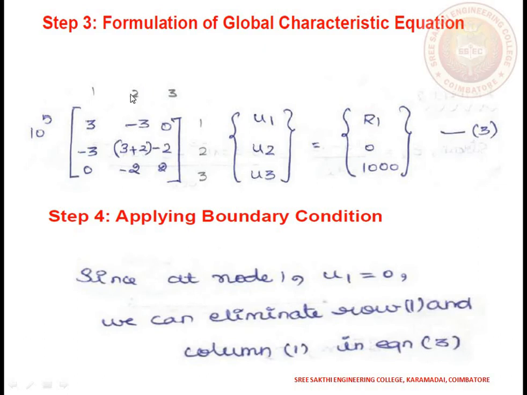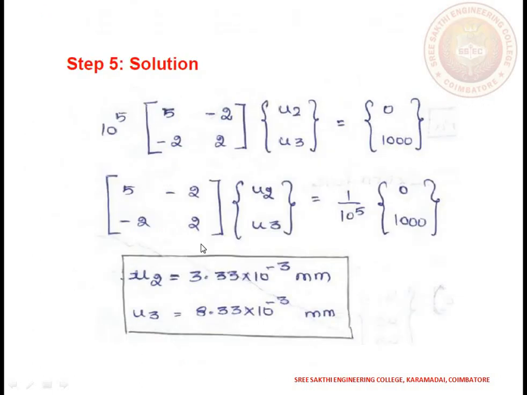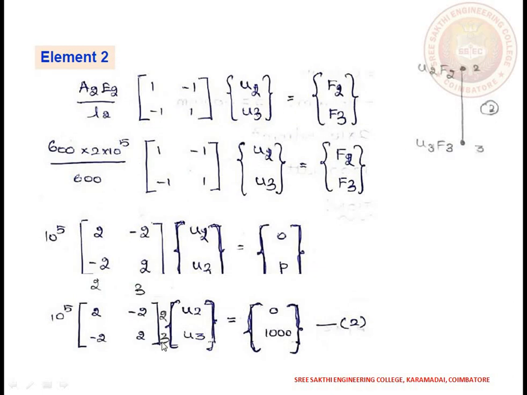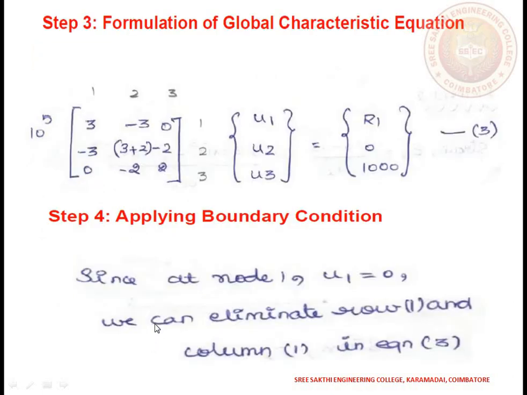So 2 and 3 is minus 2, and 3 and 3 is 2. So the remaining term is 0.